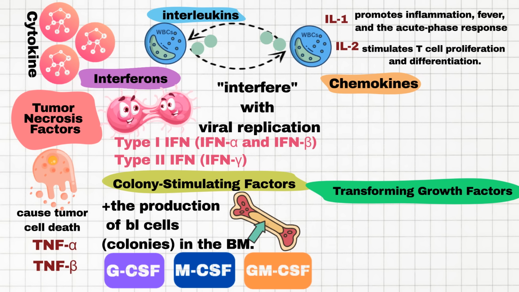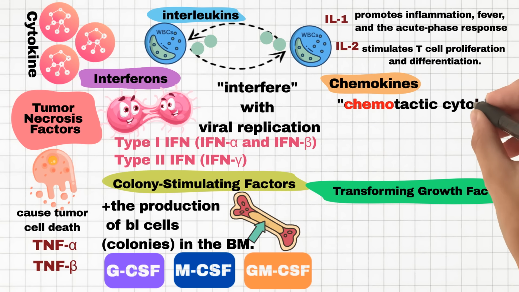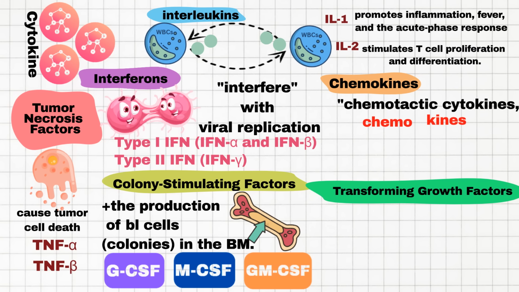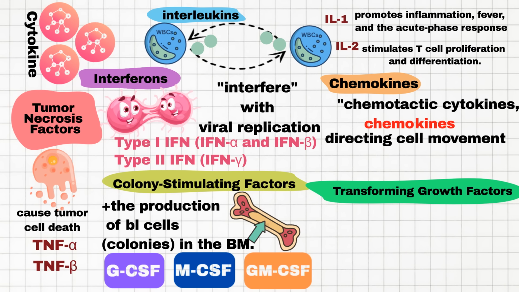Chemokines are derived from chemotactic cytokines. The name takes the first part from chemotactic and the second part from cytokines, reflecting their role in directing cell movement. This is called chemotaxis. Some chemokines attract monocytes to sites of inflammation, while others attract neutrophils to infection sites.